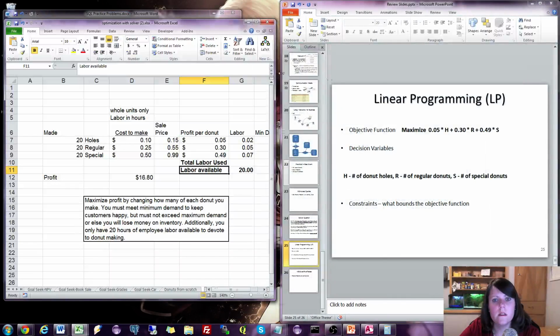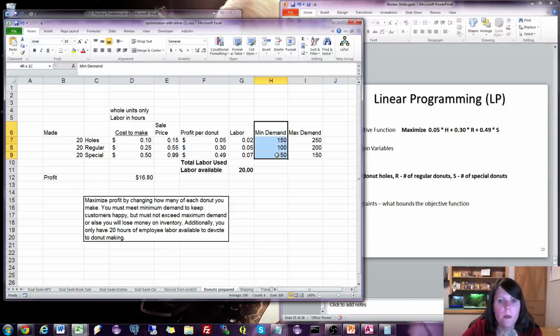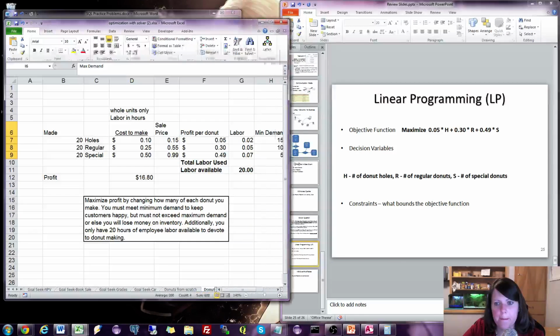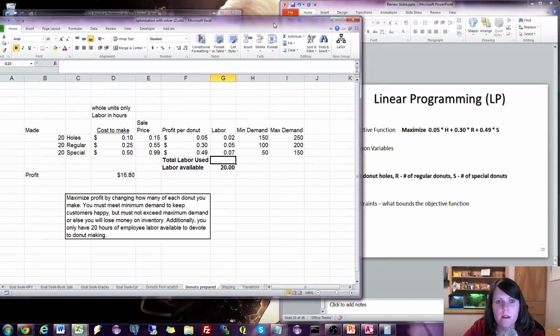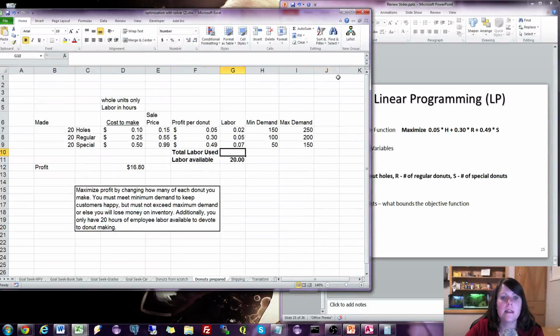Now the constraints. The Excel file tells me what the minimum and maximum demand are. Very often demand will be one of your constraints, and you'll have to say whether you're going to be equal to meet the demand or just be underneath the demand. But you can't make more than the materials that you have available. So things like that. You can't get rid of more inventory than you had to begin with. So these could also be constraints.